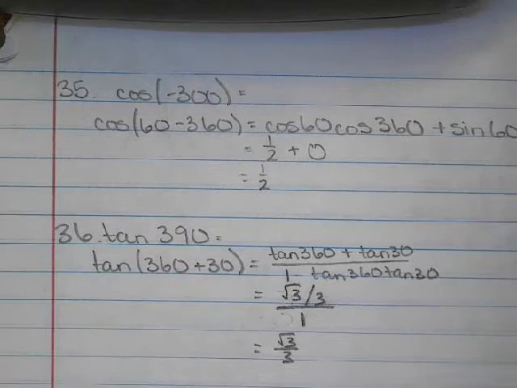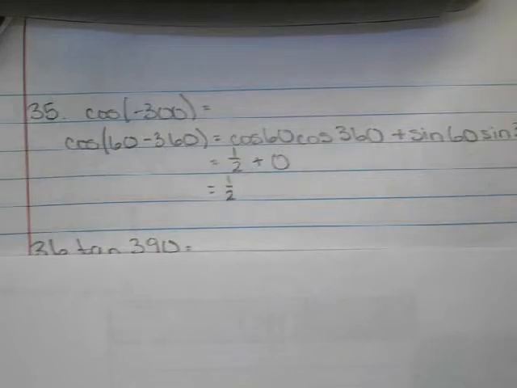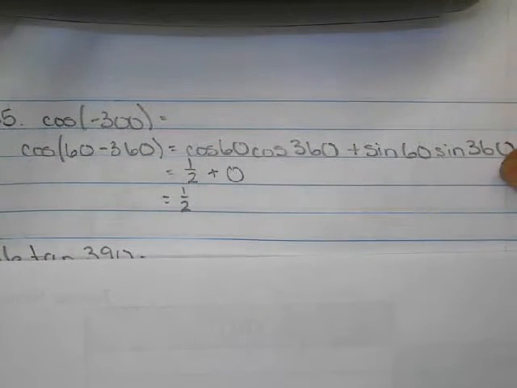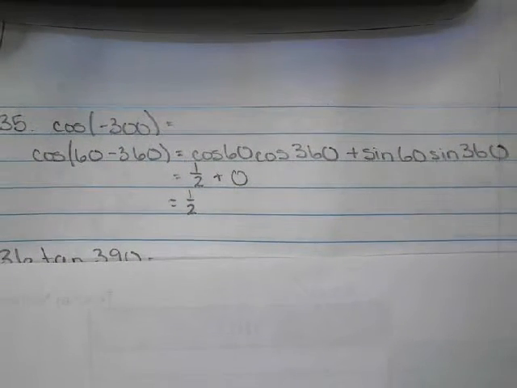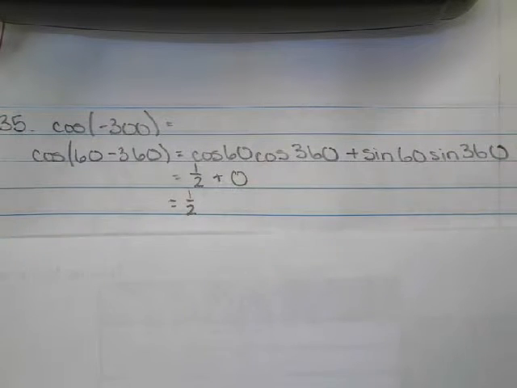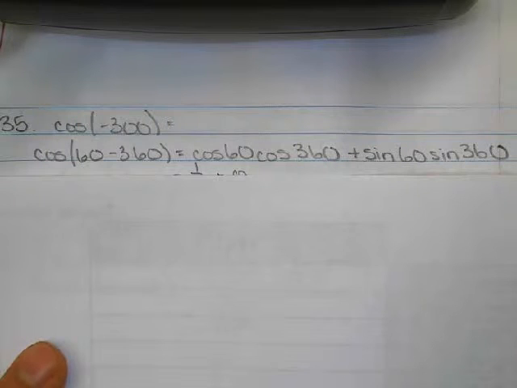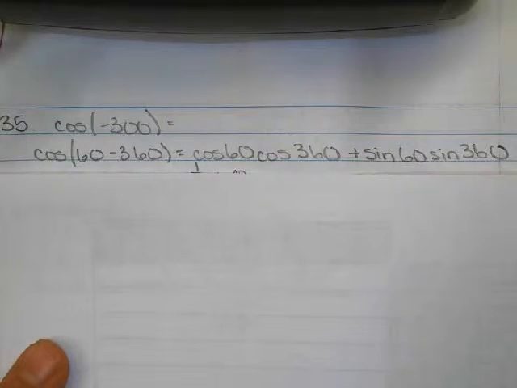Number 35 here, we have the cosine of negative 300. Now negative 300 is definitely not on our unit circle. Well, it is if you rotate clockwise. However, we can find it using certain points on a unit circle already given to us. So for this one, what I'm going to do is take the cosine of 60 minus 360, because I know that 60 minus 360 gives me negative 300.